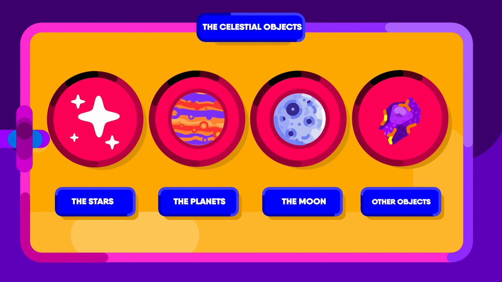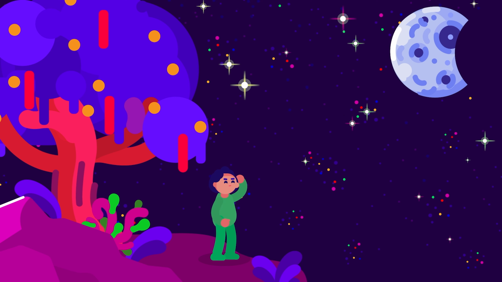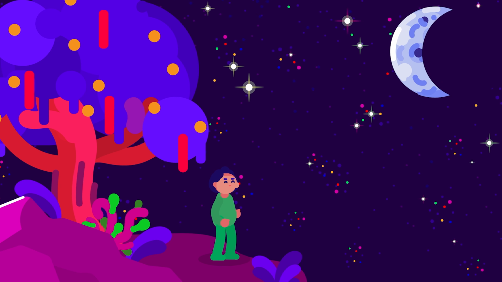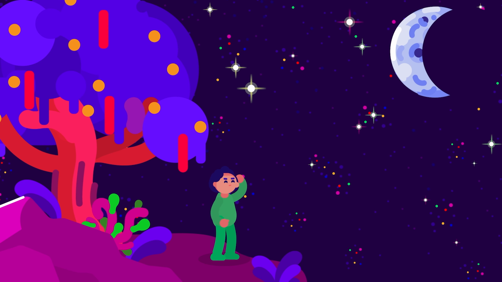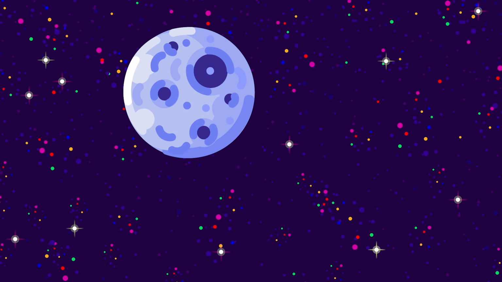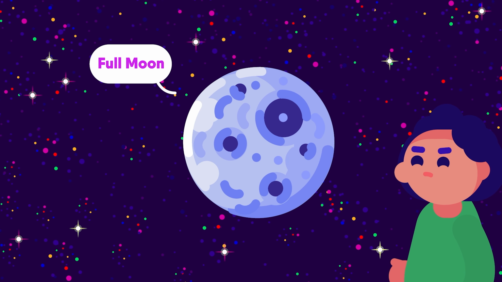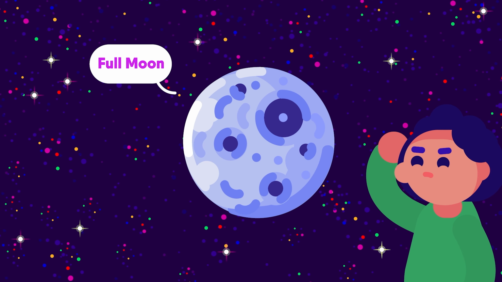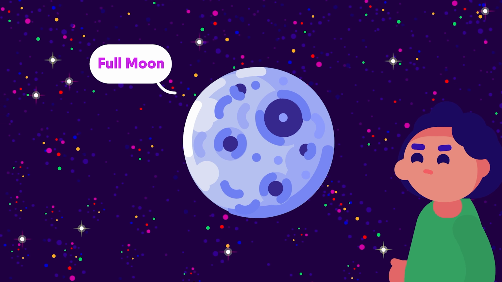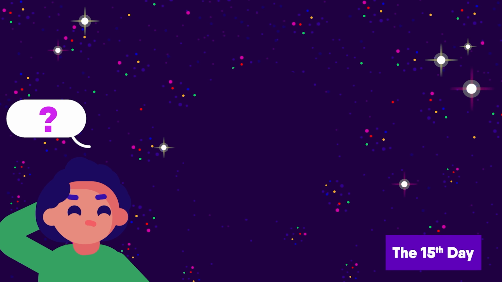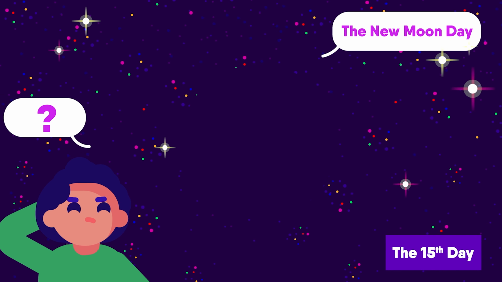Let me introduce you to our neighbor, the Moon. If you've observed the Moon, you'll notice that its shape changes. The day on which the whole disk of the Moon is visible is known as full moon day. After the full moon day, the bright part of the Moon appears thinner and thinner with each passing day. On the 15th day, the Moon is not visible. This day is known as the new moon day.